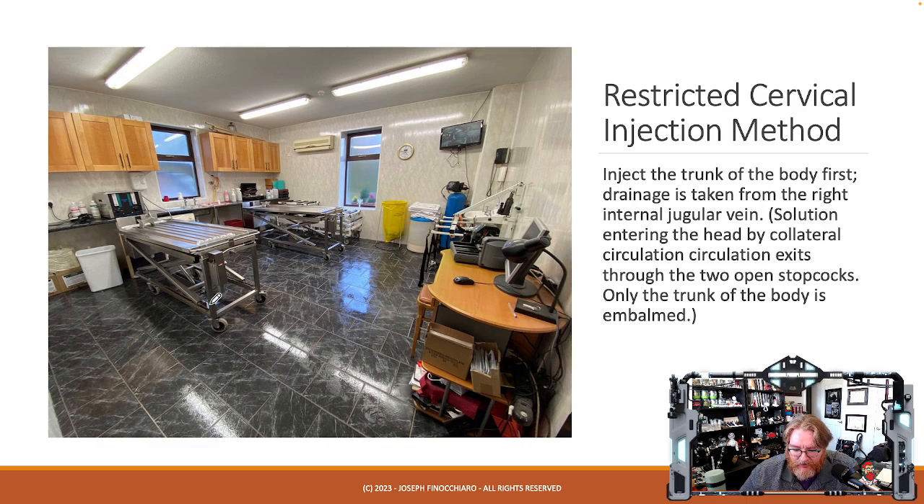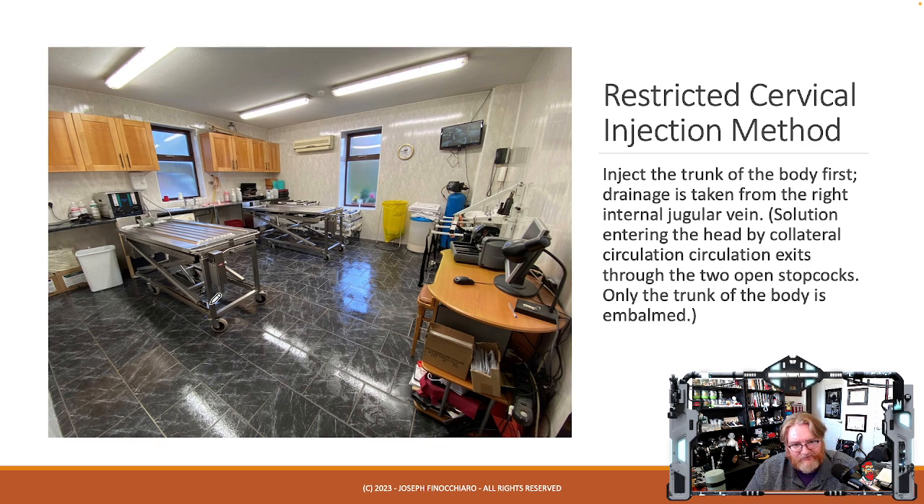Inject the trunk of the body first. Drainage is taken from the right internal jugular vein. Solution entering the head by collateral circulation exits through the two open stopcocks. Only the trunk of the body is embalmed. And the good news is, if you're getting collateral circulation, you're probably getting a little bit of preservation up there, which, again, with restricted cervical, is not an excuse for you to ignore what is going on. It is not an excuse for you to ignore what's going on and just go about your merry way.